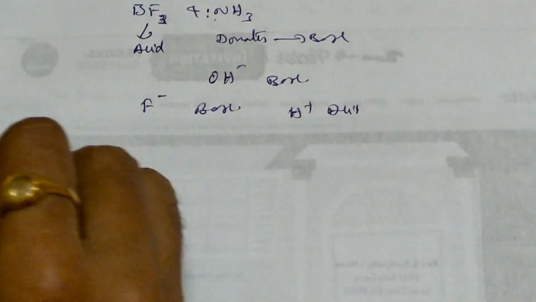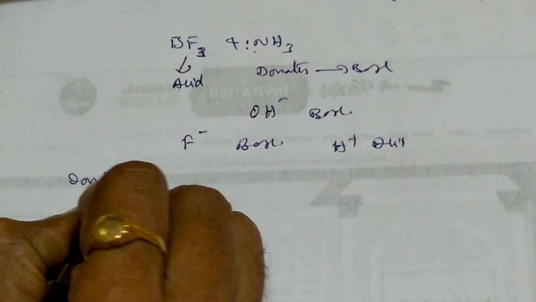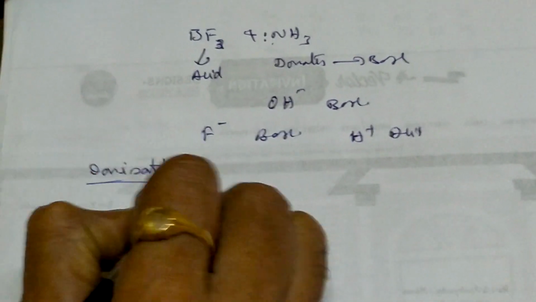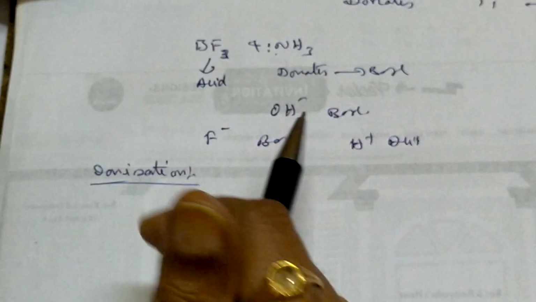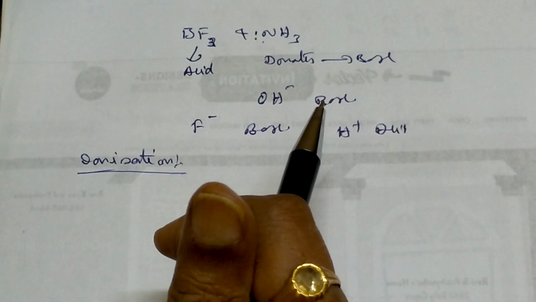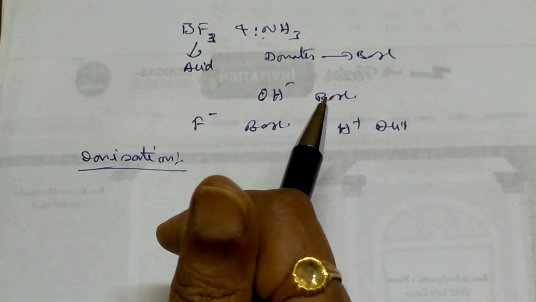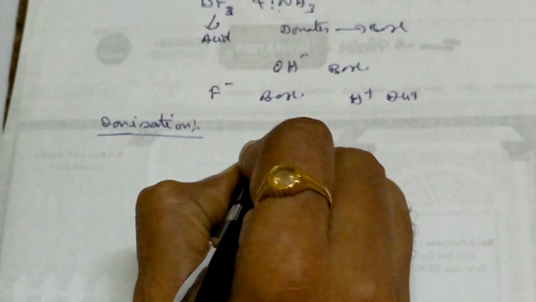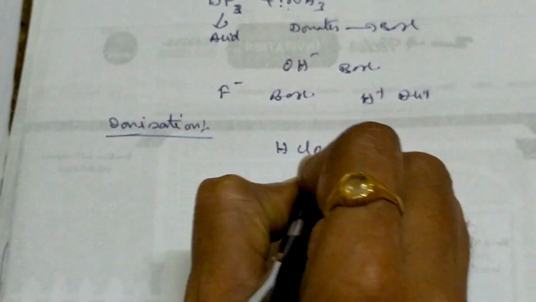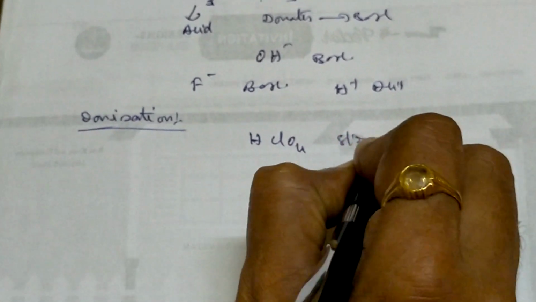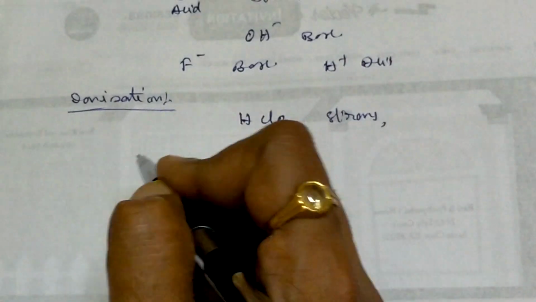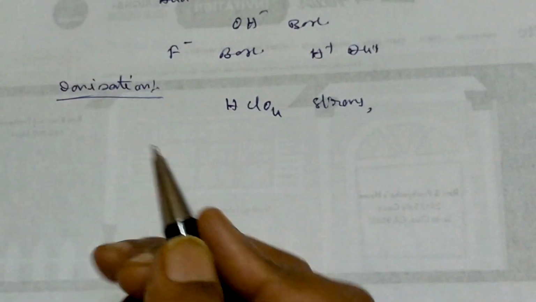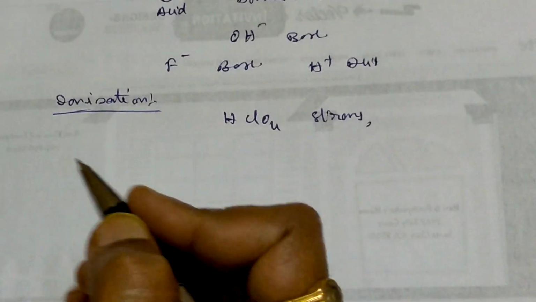Now comes the ionization. Ionization means when it is added to water, it will split into cations and anions. That is the ionization. Perchloric acid is one of the strongest acids. Acids and bases can be strong and weak. If it completely dissociates in water, that is strong, or completely ionized. Some people say dissociate, some say ionization. Both are the same.